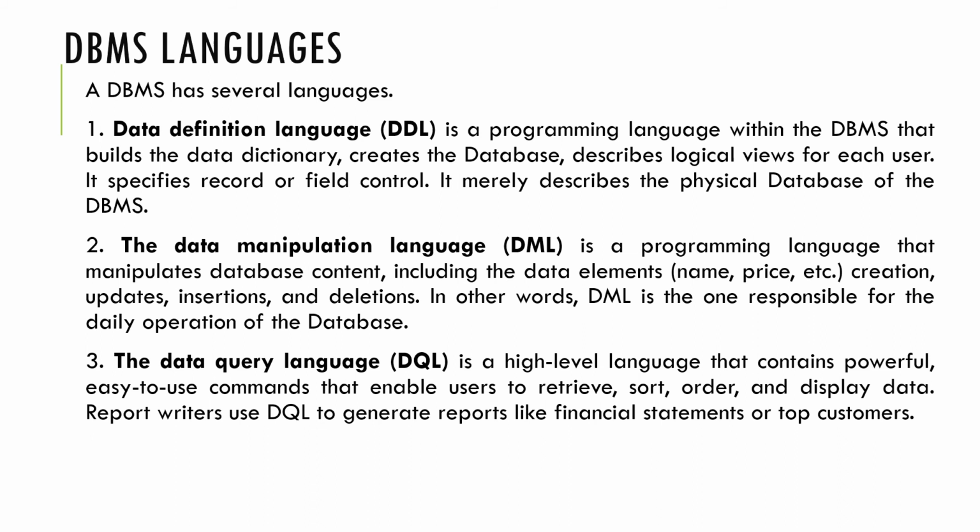So, the DBMS has several languages. We have the data definition language, the DDL, and we have also the data manipulation language, the DML, and the data query language. So DDL is a programming language within the DBMS that builds the data dictionary, creates the database, and describes the logical views for each user. So it specifies the records, the field control. It merely describes the physical database of the DBMS. So the data definition language defines the physical data. What are the data in the database? Like kanina, we have the customer name, the address, etc.